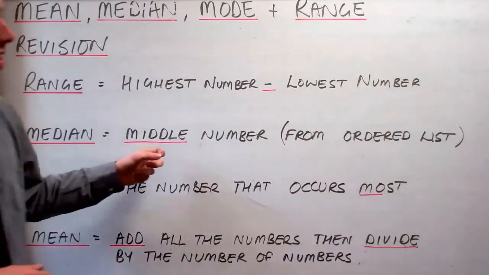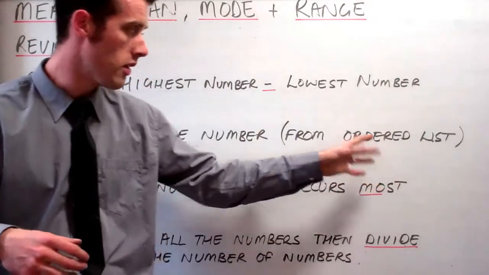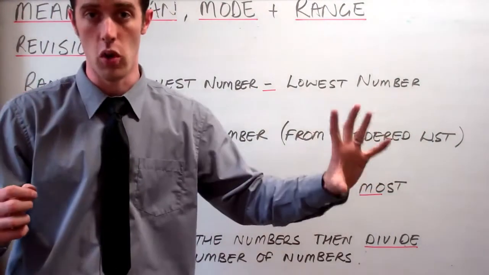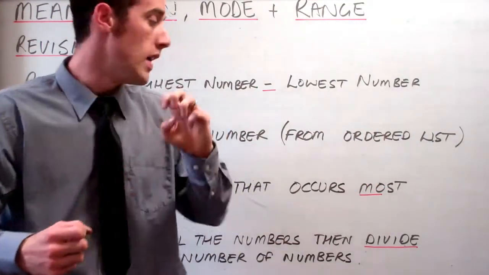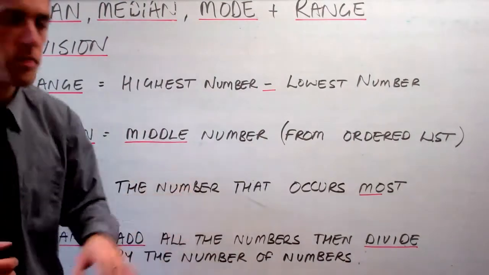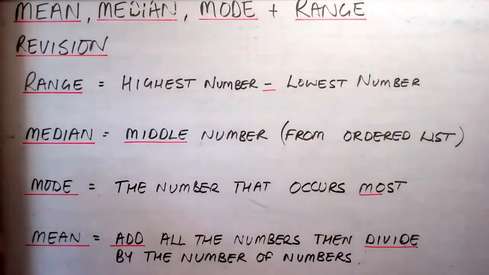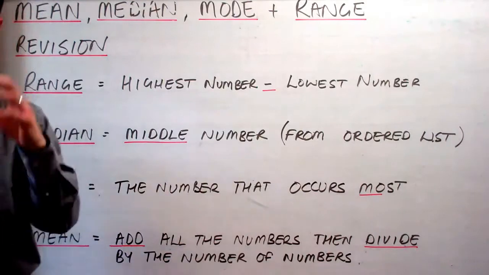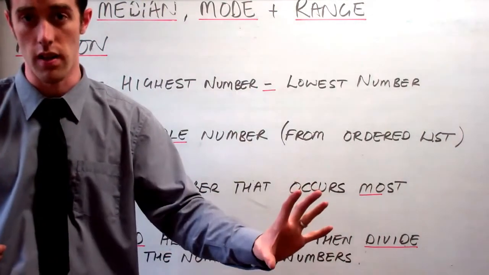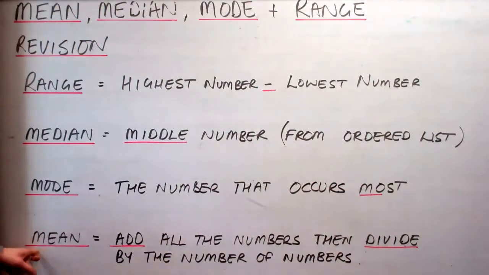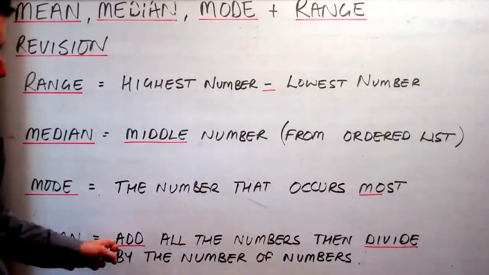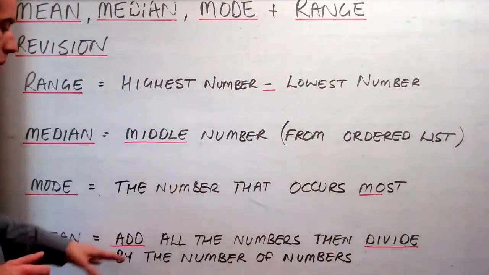The median is the middle number from an ordered list. All the numbers have to be in order, otherwise any number could be in the middle, and the median is the middle number. The mode is the number that occurs the most often, so the one that repeats the most often in a data set.